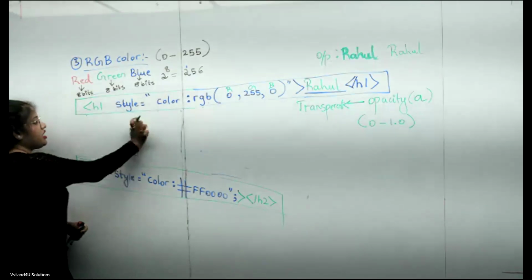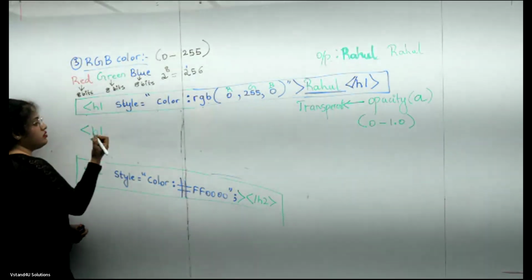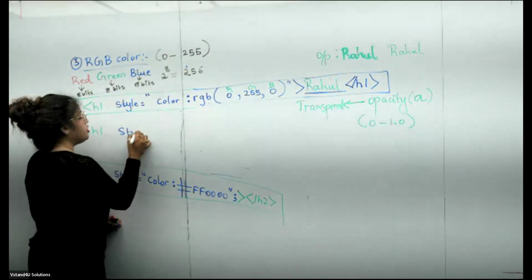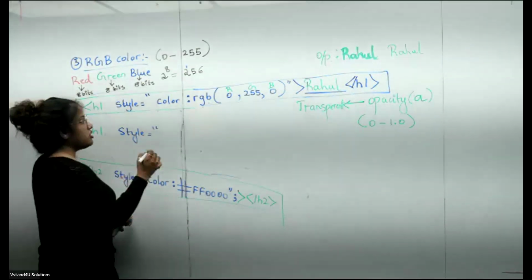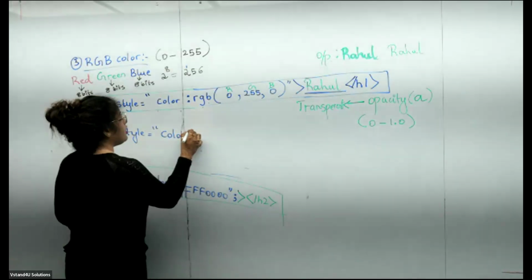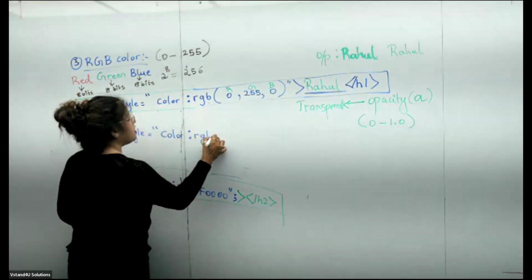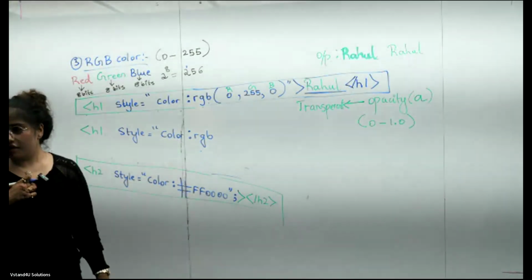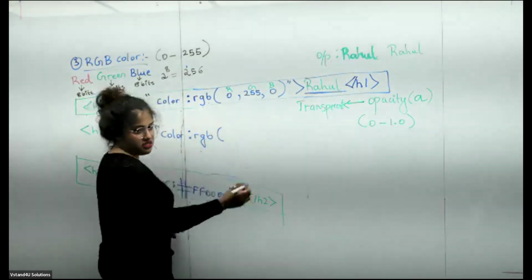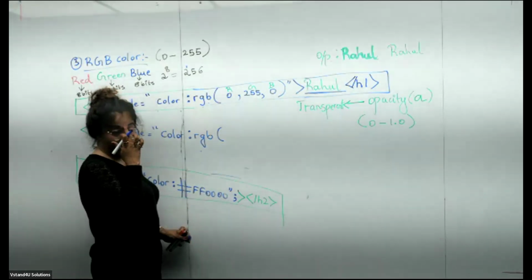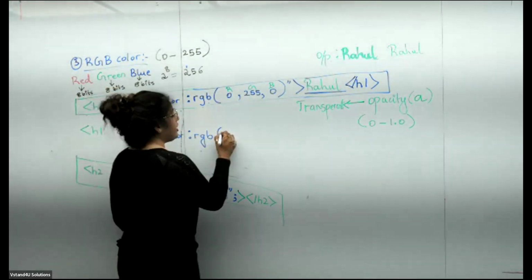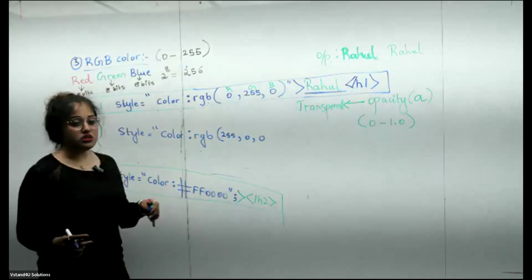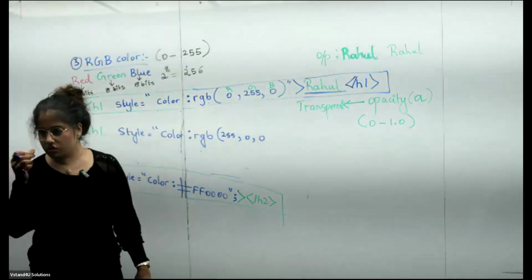The same thing if I consider, I will write H1. Which attribute will I use? I'll use the style attribute. And then I will mention the color, and I will keep it as RGB only. But when I'm giving values for this, if I want red color, what will I write? 255, 0, 0. Ma'am, but you said you want to give RGBA. Yes or no?